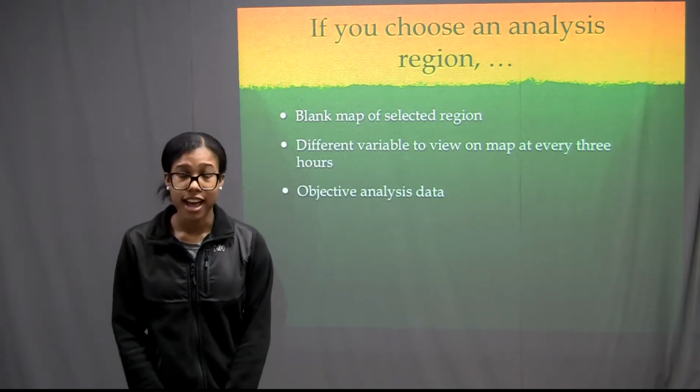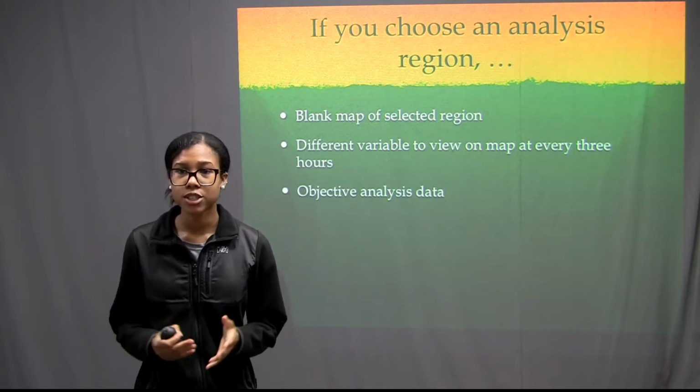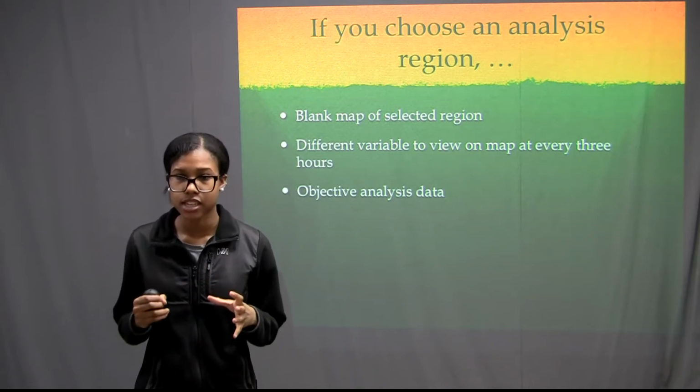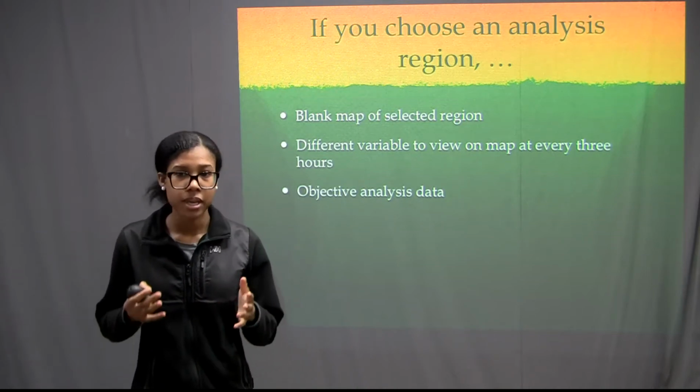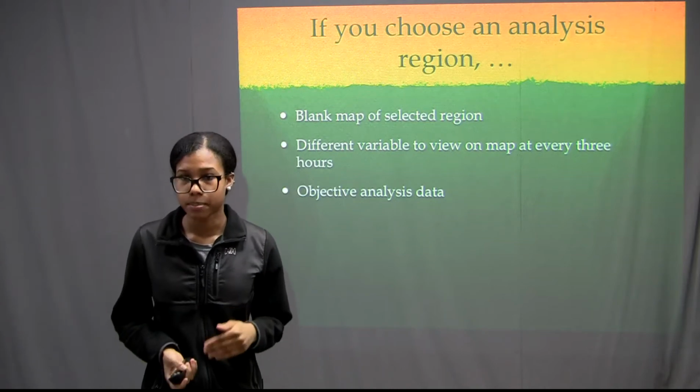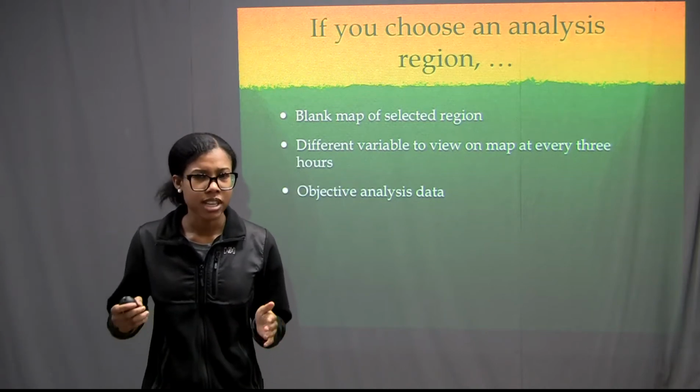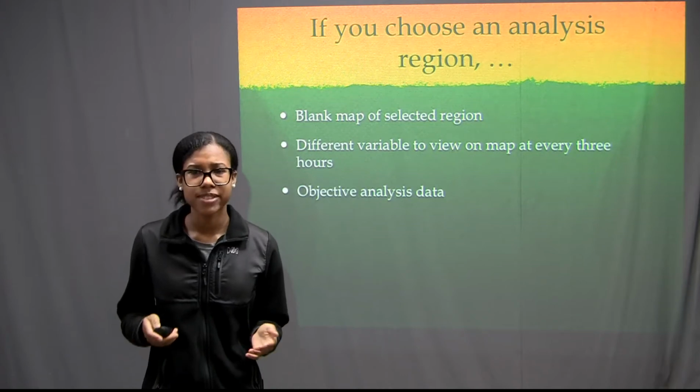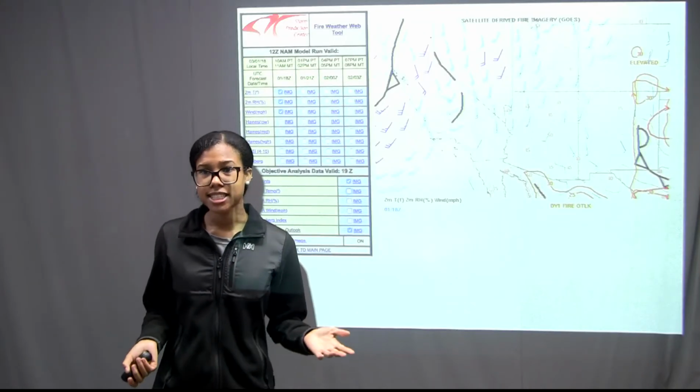Now, if you click on an analysis region, you're going to be taken to a blank map of that region, and it's going to give you the option to choose some different variables that you want to observe on the map, and you can do this for different time frames as well. So I think this is very cool, and this is an example that I did.